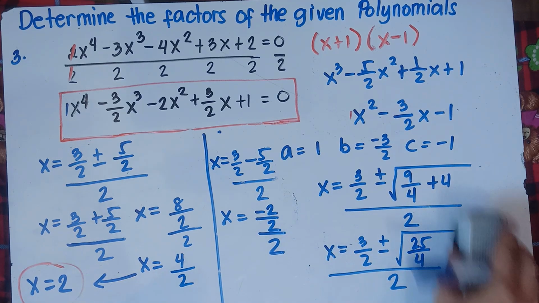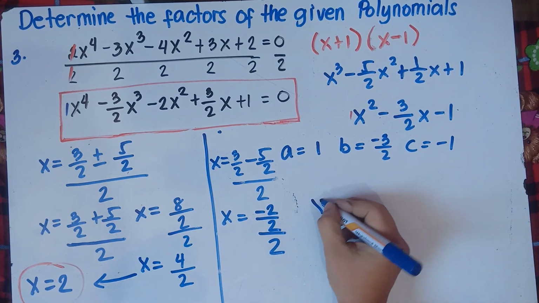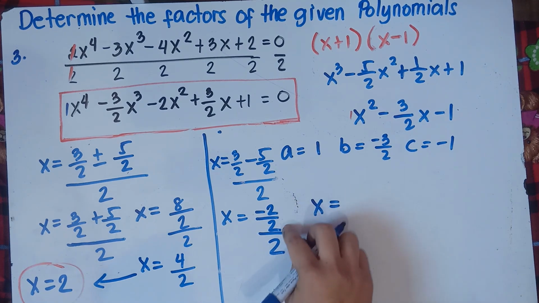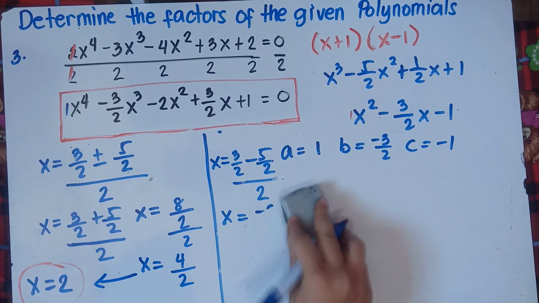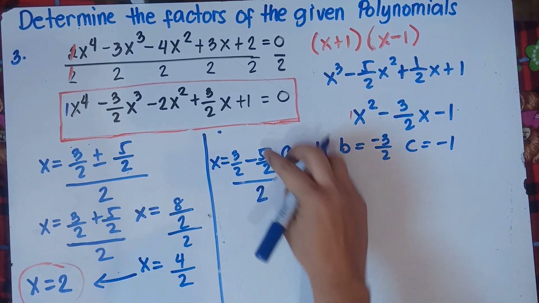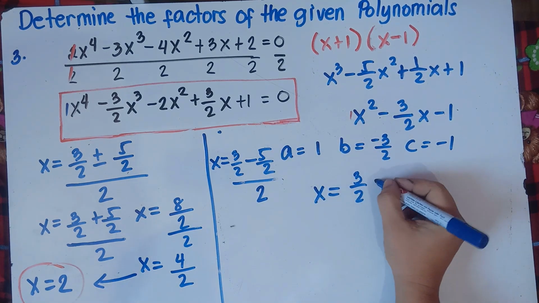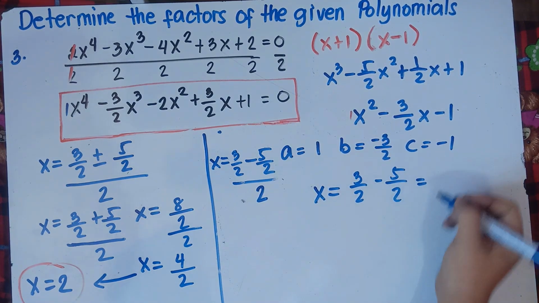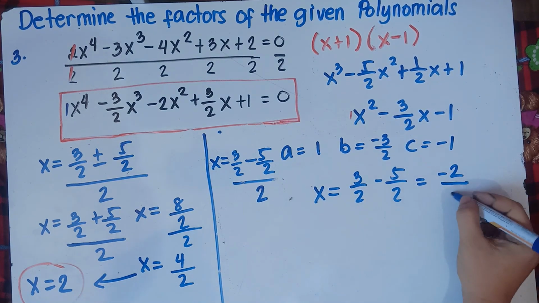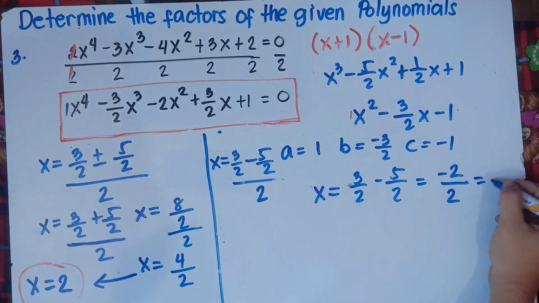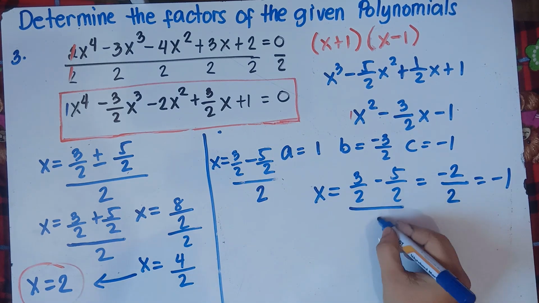We don't have enough space, class, so let me erase this part. So negative 2 divided by 2. Once again, class, if you're confused, you can simplify the upper part first: 3 over 2 minus 5 over 2. This will be 3 minus 5, that's negative 2, copy denominator 2, so negative 2 divided by 2 is negative 1. Then we still have all over 2.